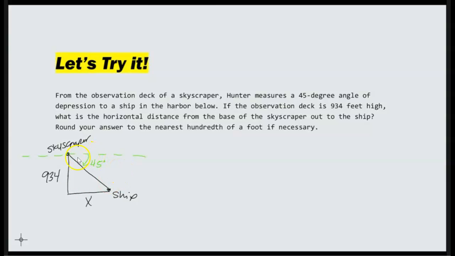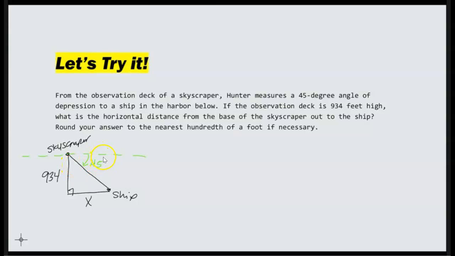Now, notice this 45-degree angle is outside of my triangle. That's fine. There's a few things you can do. First off, this horizontal line is perpendicular to this vertical line here. So we know these two angles have to equal 90 degrees. So you can just figure out what this angle is by doing 90 minus 45.